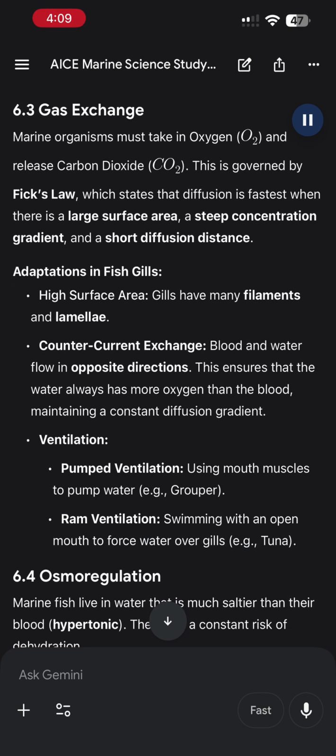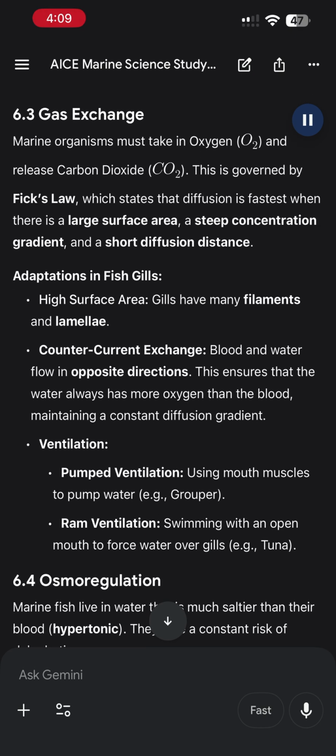6.3. Gas exchange. Marine organisms must take in oxygen, O2, and release carbon dioxide, CO2. This is governed by Fick's law, which states that diffusion is fastest when there is a large surface area, a steep concentration gradient, and a short diffusion distance.